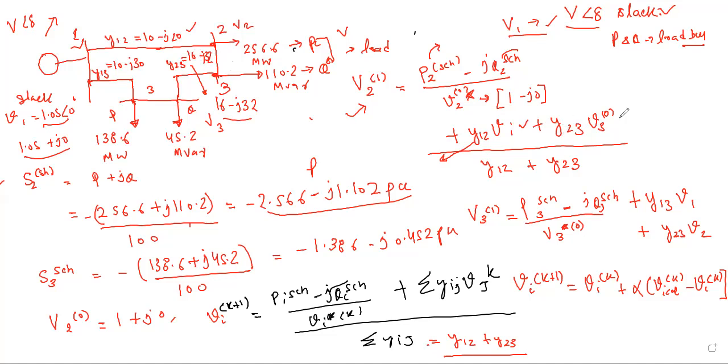Then the initial estimate will remain as it is. The initial estimate is 1 plus j0 here. Okay, then y12 and y23 are there. Once you put in these values, you get the v calculated value.